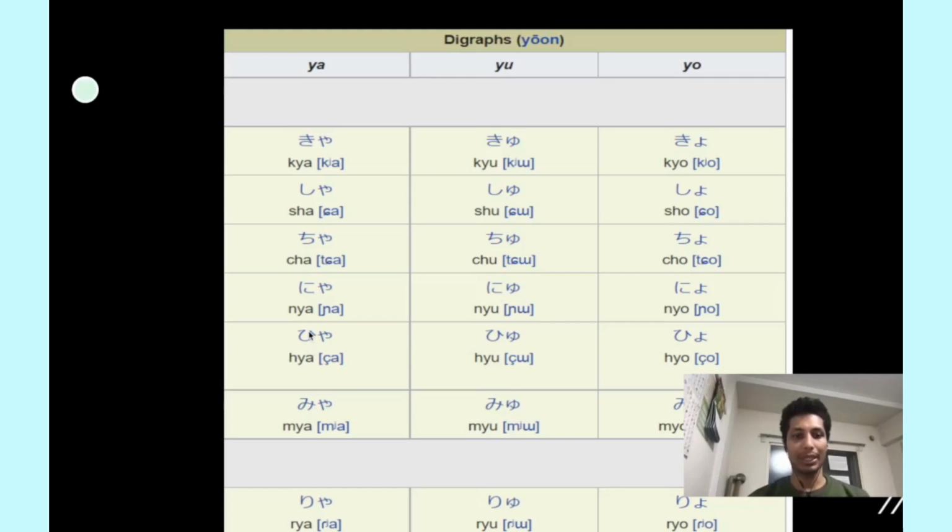Similar to this, this was hi, right? And when we added ya, then it becomes hya. What is this? Hyu, and then hyo. Similarly, this was mi and then added ya. So mya, myu, and myo. And finally rya, ryu, and ryo. So how was it?